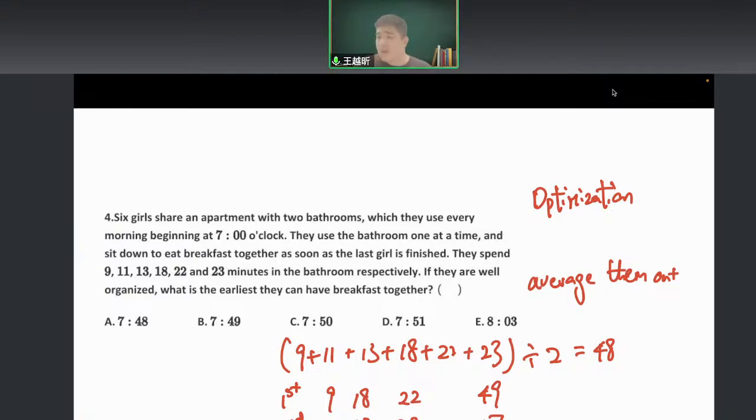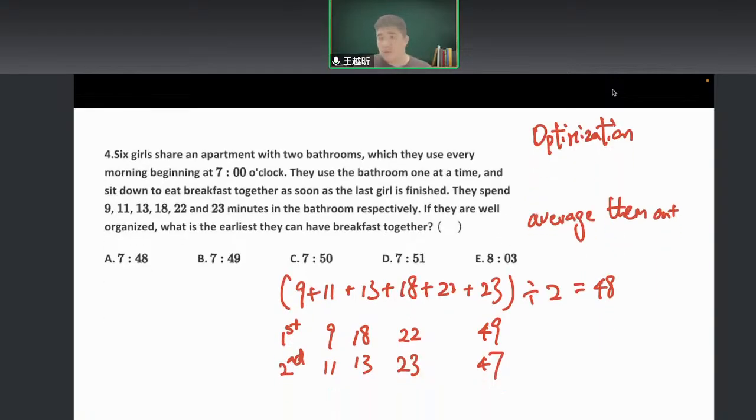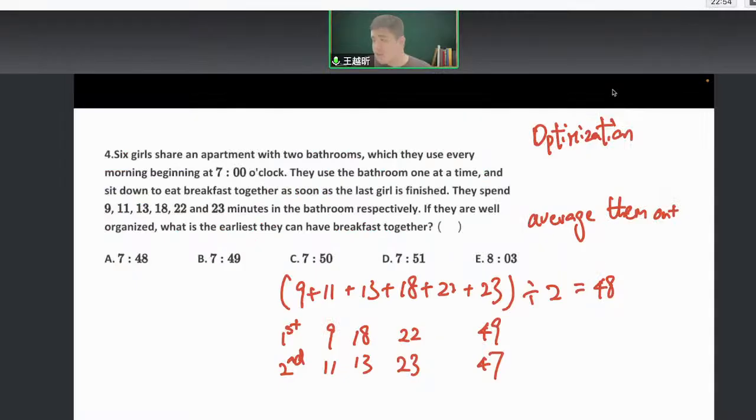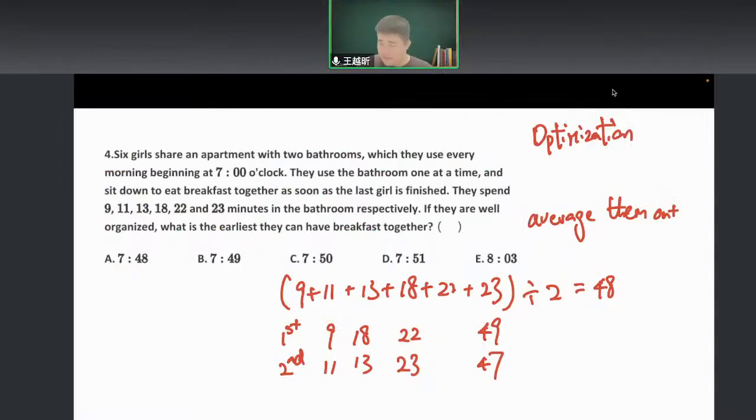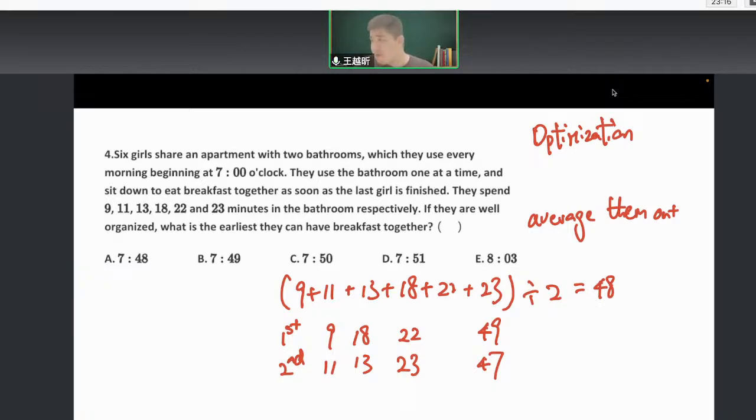Any ways to improve this? Yeah, you've got a way to improve this? Okay, so someone has a method to improve this. So how to improve this? How do you arrange people in the first bathroom? You can give me 3 numbers.